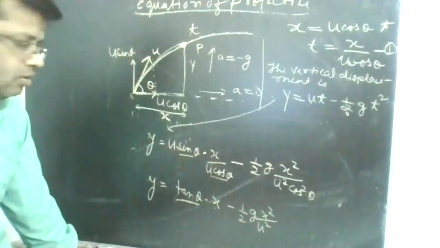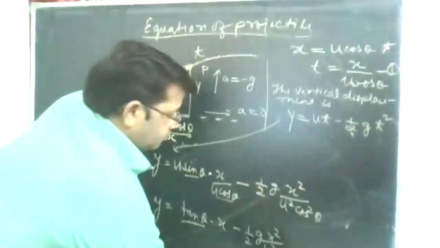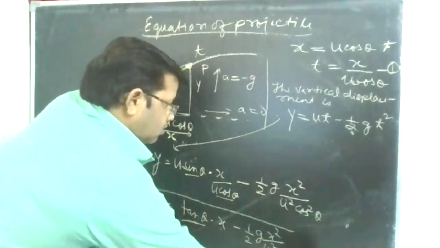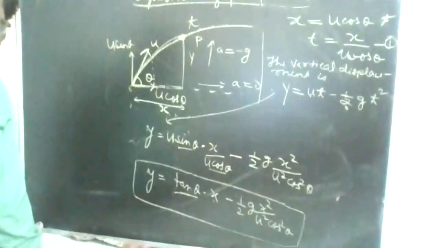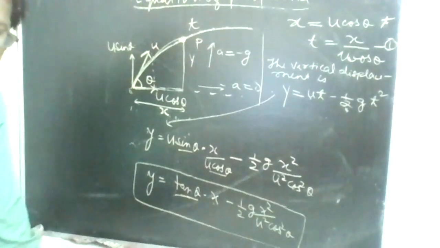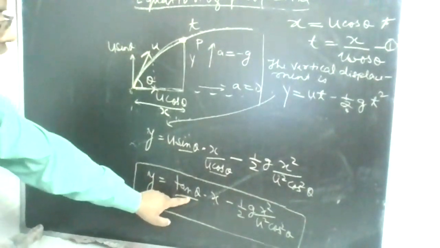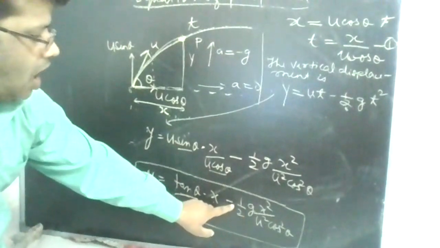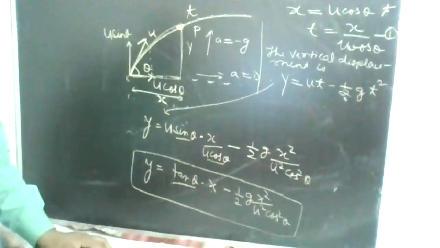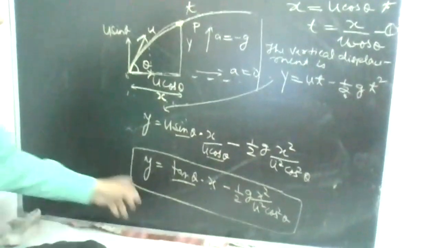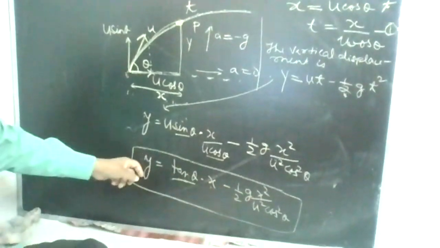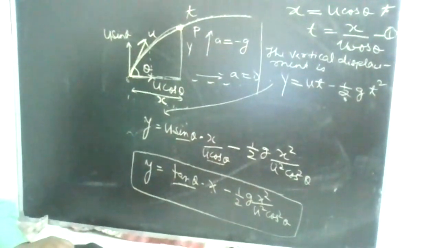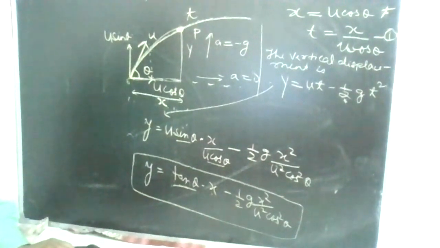cos square theta. This is known as the equation of projectile. Y is equal to tan theta into x, mx being the slope, and this is the intercept: minus half g x square by u square cos square theta. This whole is the equation of projectile motion.